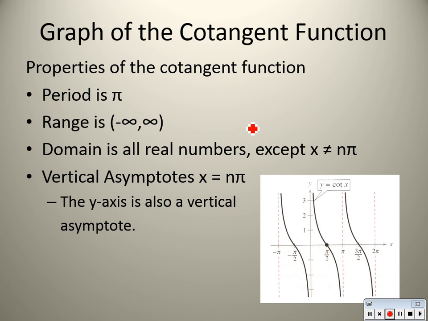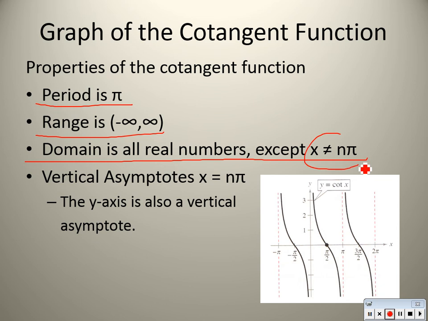The cotangent graph has a lot of similarities to the tangent graph in that the period is pi and the range is from negative infinity to positive infinity. There are two notable differences between the two graphs. One is the domain and where the vertical asymptotes occur. The domain for this is all real numbers except for multiples of pi, meaning you would have a vertical asymptote at 0, which would be the y-axis, and after that they would occur at values like pi, 2 pi, and 3 pi, and also in the negative direction, negative pi, negative 2 pi, and so on. And just note here, the y-axis serves as a vertical asymptote.